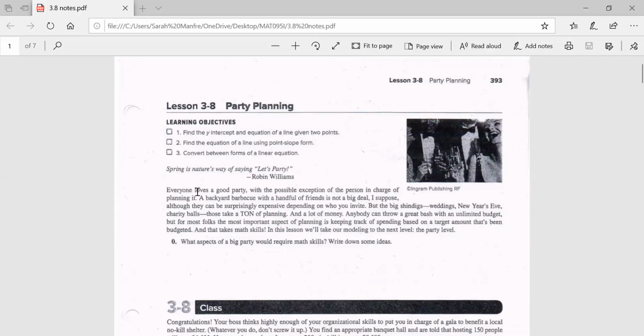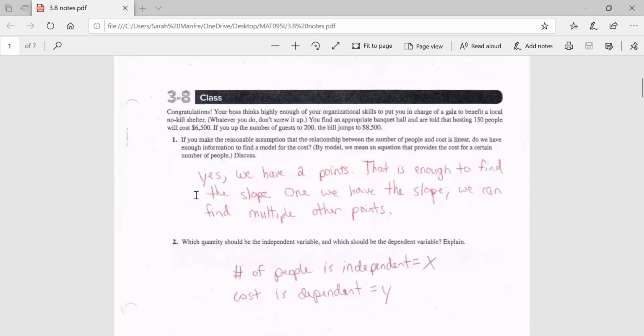All right, so here's the class section. It says, congratulations, your boss thinks highly enough of your organizational skills to put you in charge of a gala to benefit a local no-kill shelter. You find an appropriate banquet hall and are told that hosting 150 people is going to cost $6,500. If you up the number of guests to 200, the bill jumps to $8,500.